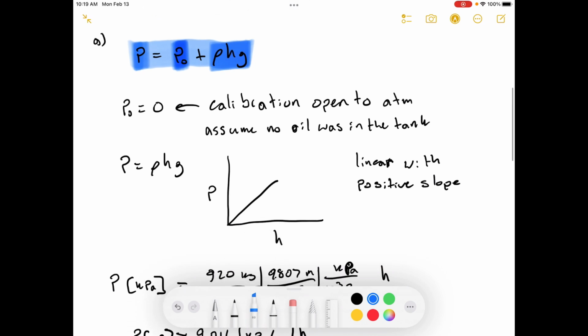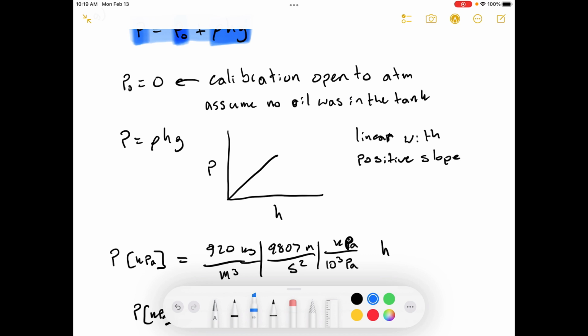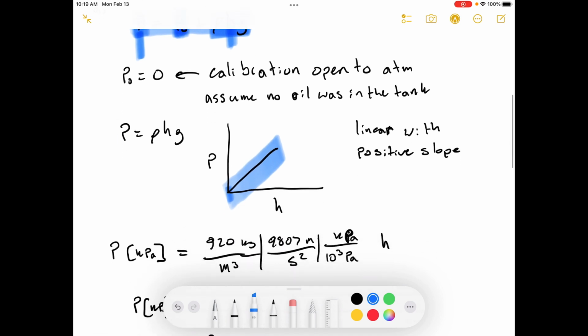So if we calibrated on atmosphere, then we can assume that we're set at 0. Our gauge pressure is perfectly lined up with whatever the atmosphere was, and so now we have a gauge pressure of 0 when the tank is empty. The pressure gauge reads 0. Okay? So that means that our line here goes through the origin, and it has a positive slope with respect to height because it's directly proportional to the height. It's just a line. And this would be what the function looks like if our reference pressure is 0.